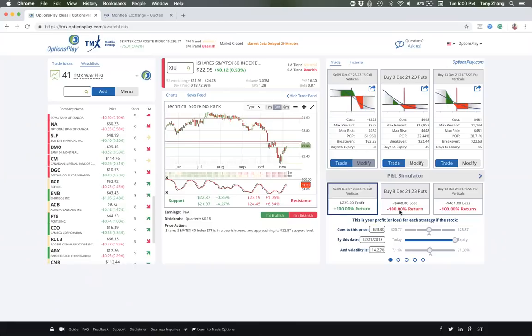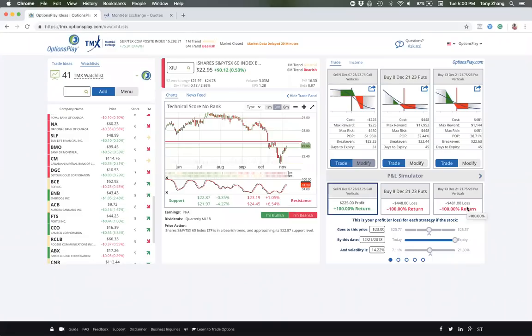As you can see here, if that's the case, the picture is completely different, right? Because now I'm still going to collect that $225, even if the stock stays exactly where it is or moves even a little higher. But if I bought the put or the put spread, I'm down almost $500 here. Not optimal, right? So this is really where you can ask yourself, how bearish am I on this trade?